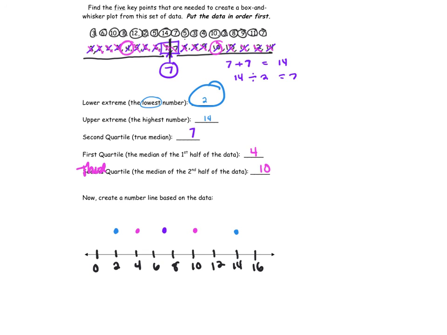And now we're ready to create our box and whisker plot. So the first and the third quartile form the box. The second quartile's in the middle, and I'm going to attach my lower extreme to my first quartile point and my third quartile point to my upper extreme, and we've now created a box and whisker plot.